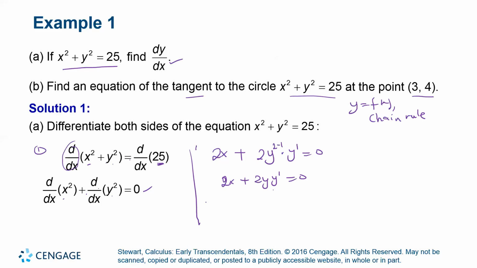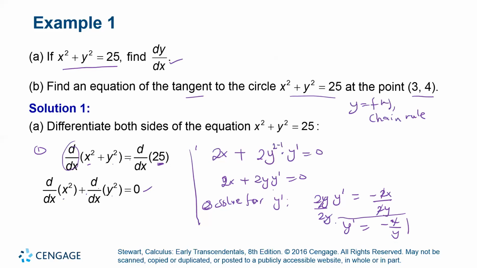Now step 2 says solve for y prime. So if I solve for y prime, subtract 2x from both sides, I get 2y y prime equal to negative 2x. Then divide both sides by 2y. Then y prime is equal to negative x over y, because the 2's will cancel out. So this is my derivative, which represents the slope of the tangent to the circle at any point.